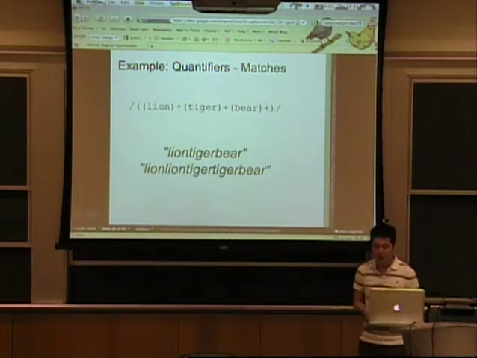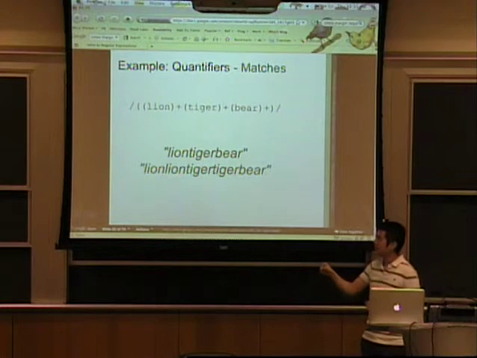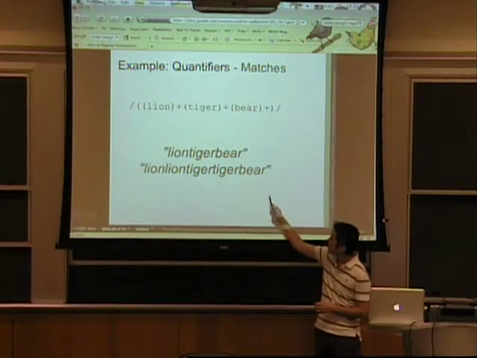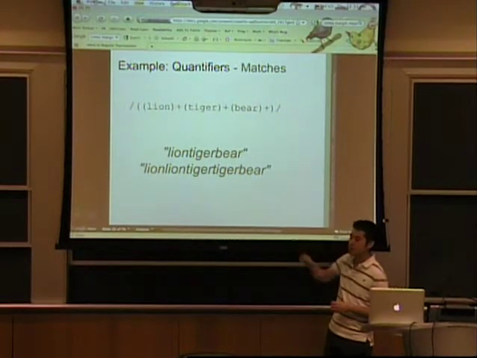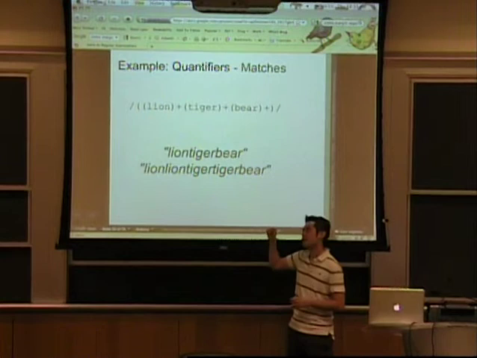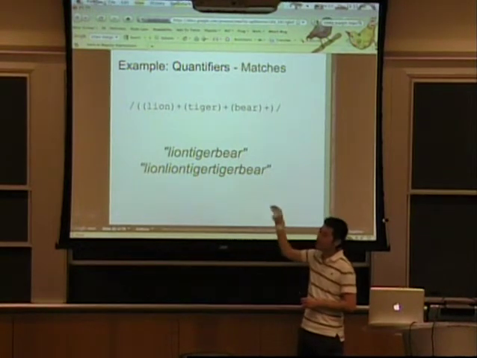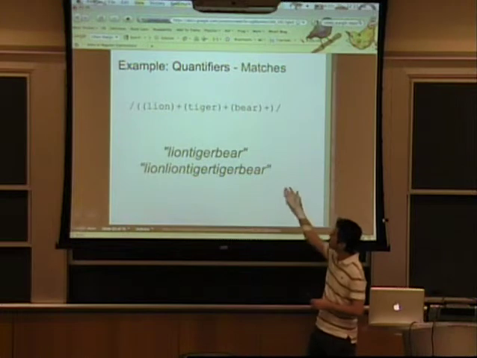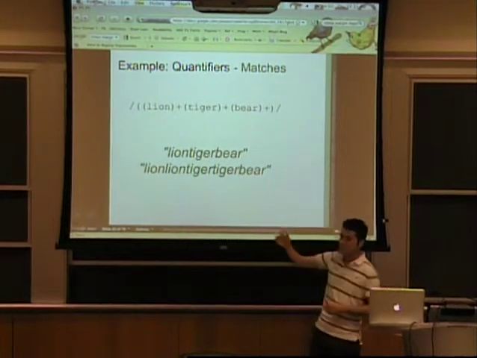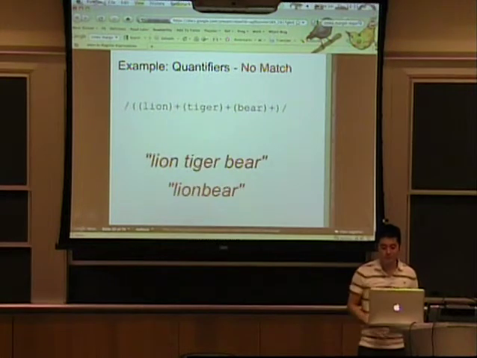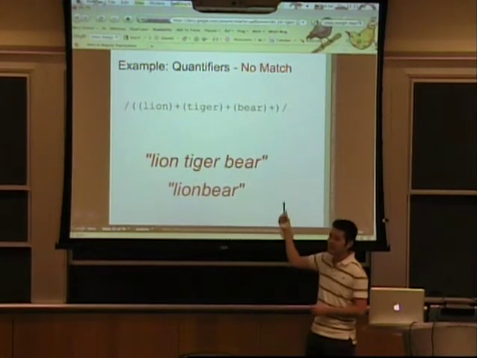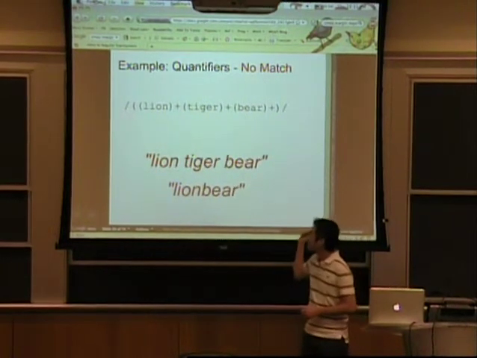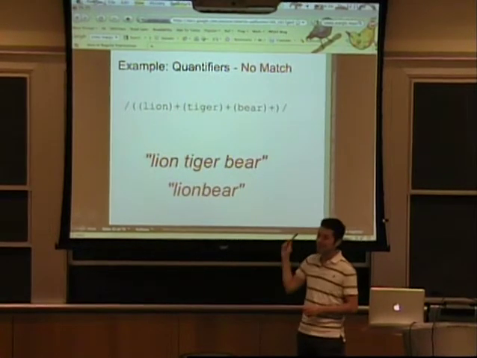So this regular expression matches lion, tiger, bear, and lions, tigers, and bears, kind of. So here we have lion, tiger, bear, and lion, lion, tiger, tiger, bear, bear. That's because we have a plus after each group. So we have to have lion 1 or many times, tiger 1 or many times, bear 1 or many times. What doesn't it match? It doesn't match a lion, tiger, bear string with spaces, because I didn't put a space in here. And it doesn't match lion, bear, because we have to have 1 or many tigers.